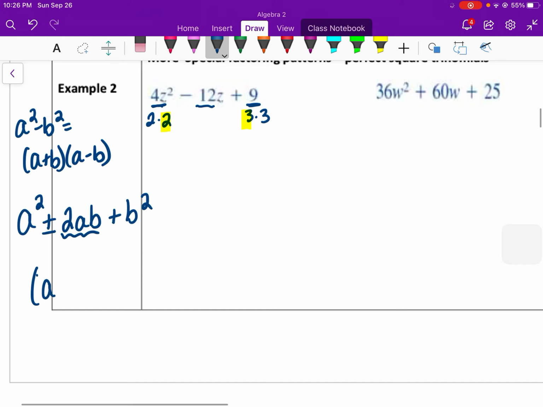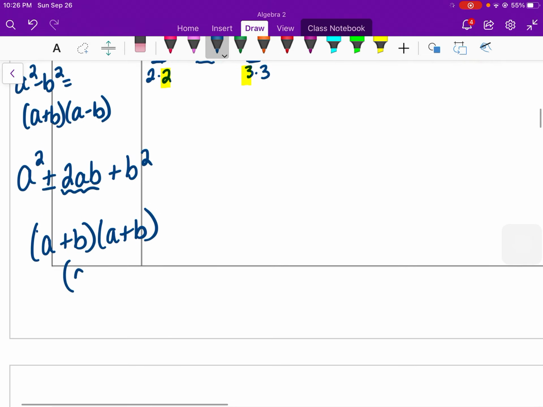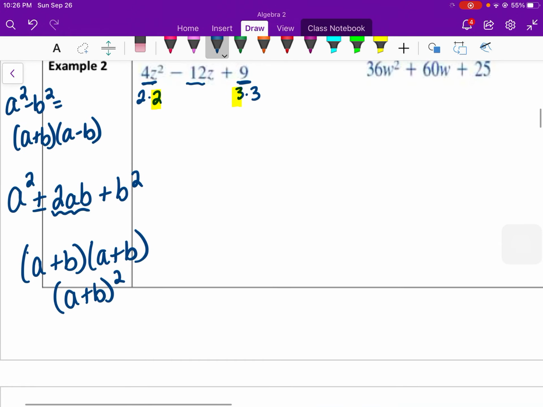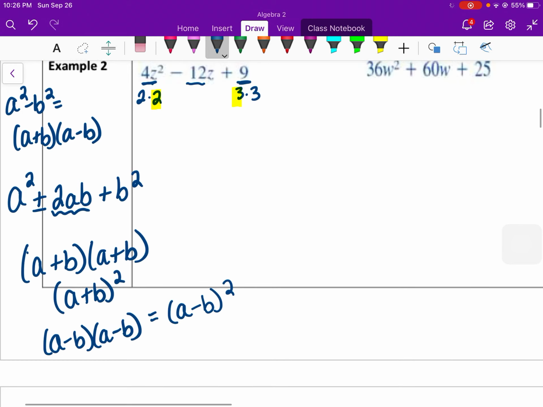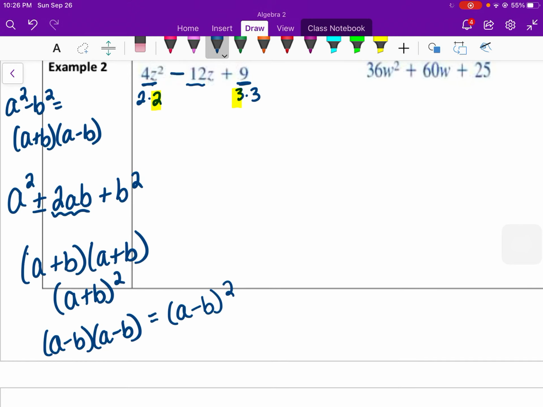It depends. It will be either a plus b times a plus b, or a plus b squared. That's if it adds up to a positive in the middle. Or it'll factor to a minus b times a minus b, or you can write that as a minus b squared. That's if it adds up to a negative in the middle.